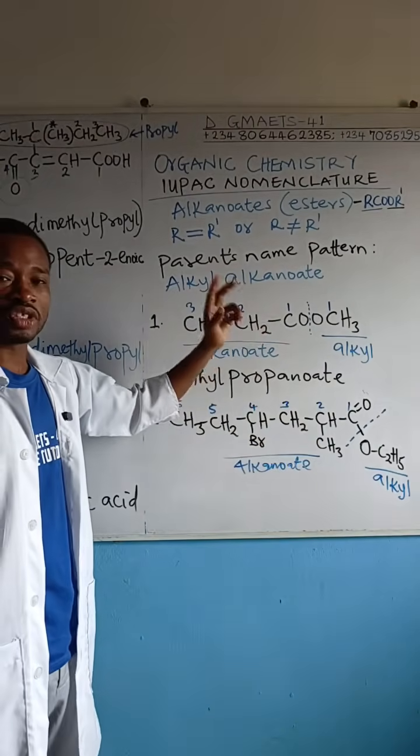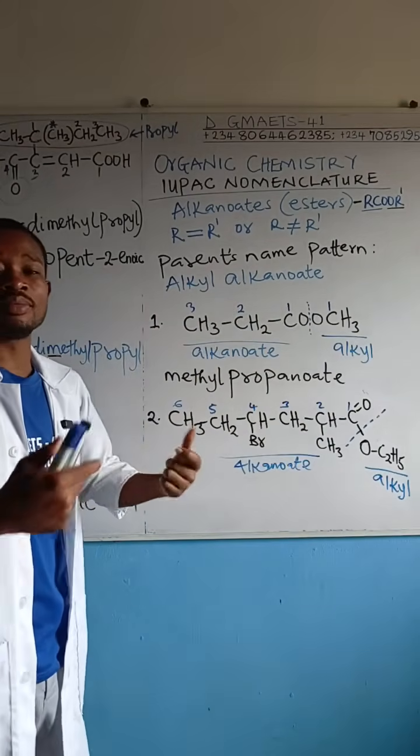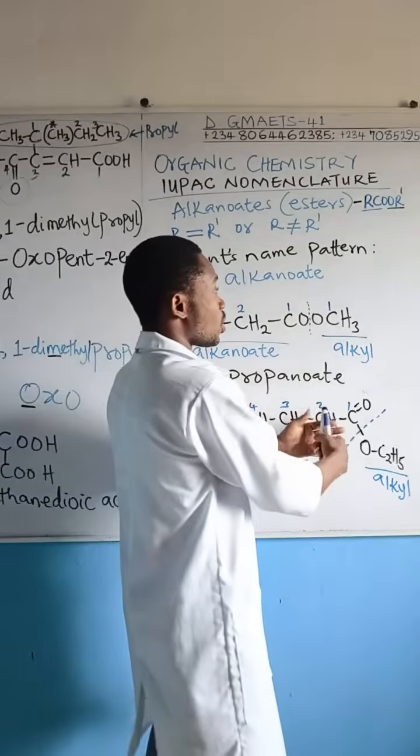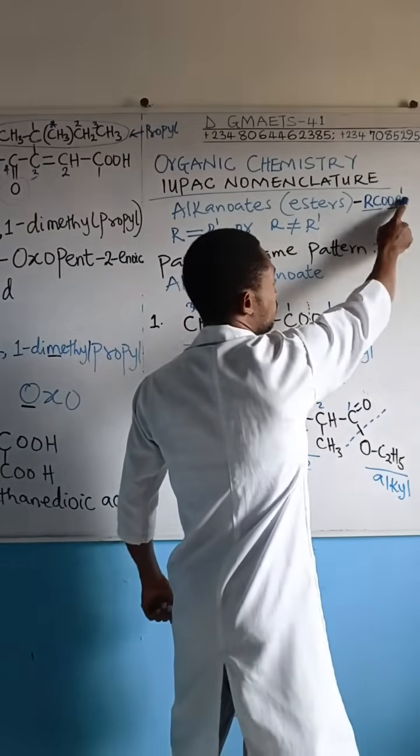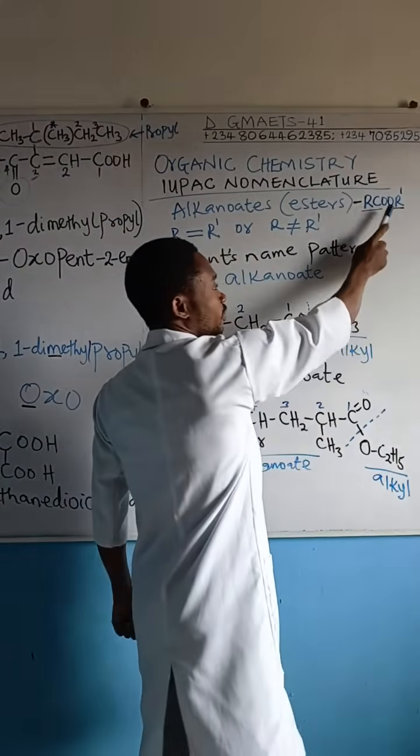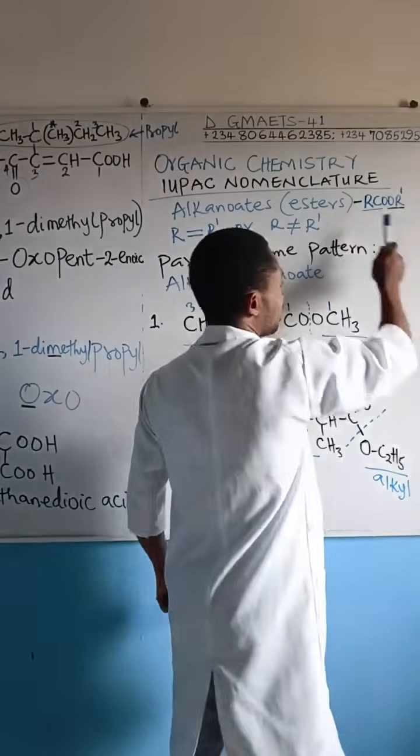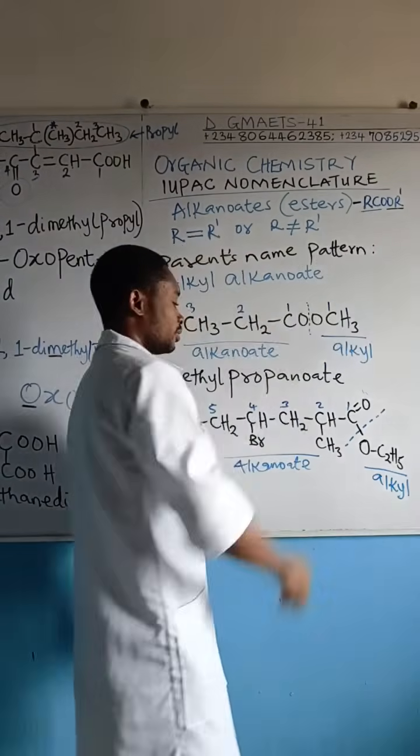Remember I told you this guy is also a terminal functional group. Alkanoate, the functional group is a terminal. So in determining carbon number 1, you always go to that part where you have that functional group, COO. You go there. From here, you check your carbon number 1 to the right. From here, this is carbon number 1 to the left.